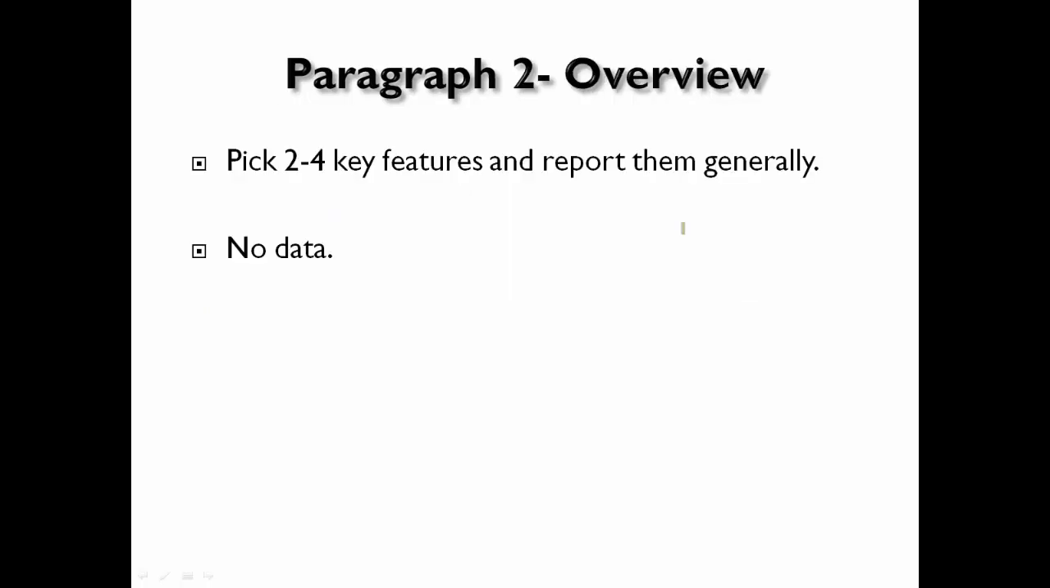This is where we pick 2, 3, or 4 key features and report them generally. And generally means that we don't report any data. Data is too specific and we leave that until the details paragraphs. So in the overview, we just pick out the 2 to 4 most important things or the most obvious things, and we report them in a very general way. And we're going to look at how to do that in much more detail in the next module.